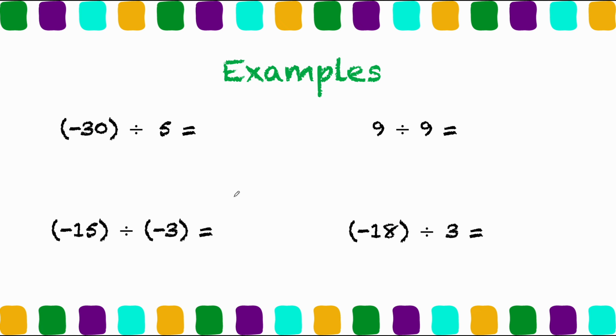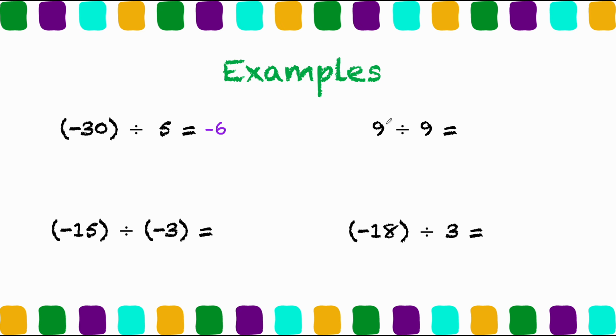Now let's look at some examples. So here we have two different signs. We have -30 divided by positive 5. Our answer will be negative. And in this case, 5 into 30 will give us 6, so it's -6.